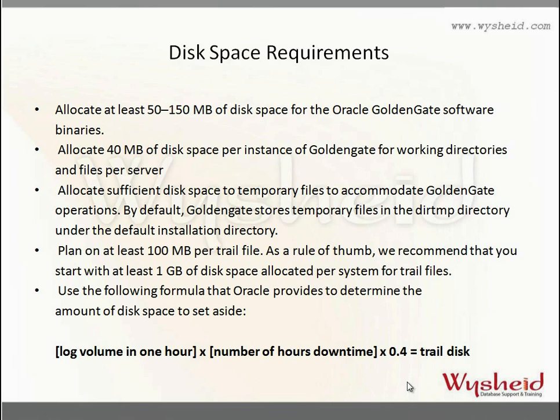A formula that is given by Oracle for calculating the space is that the log volume generated in 1 hour, into the number of hours of downtime, into 0.4 will be the trail file disk. For example, say we are going to generate 5 GB per hour and we can accept only 1 hour. So the trail file size will be 5 into 1 into 0.4. That should be the size we should be allocating for the trail files.